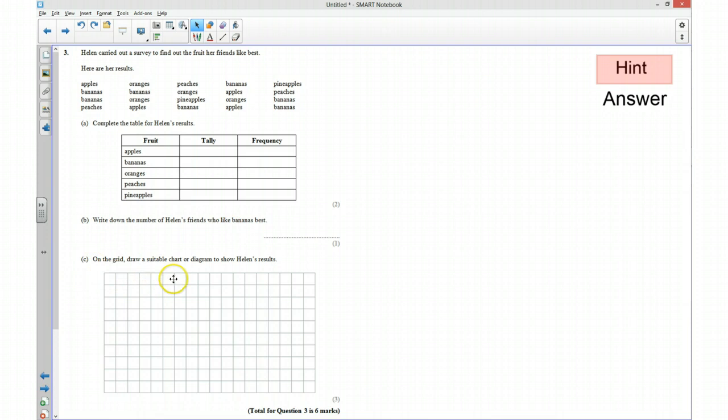And then part C, you want to draw a suitable chart or diagram to show Helen's results. So think about what kind of diagram is going to best represent the data that you've collected. Is it going to be a bar chart or a line graph or a pie chart? So think about what you think would be the most suitable chart. Okay, those are my hints, so if you'd now like to pause the video and have a go at the question.